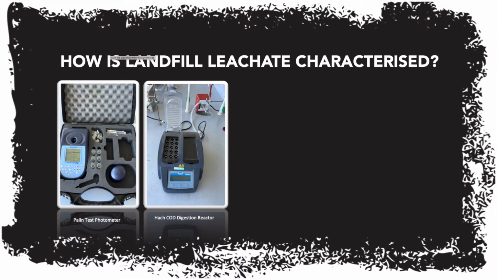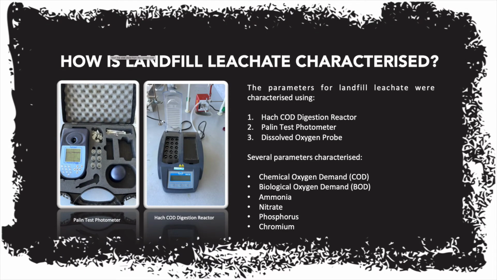How is landfill leachate characterized? The parameters for landfill leachate were characterized using the HACH COD digestion reactor, the Photolab test photometer, and the dissolved oxygen probe. These were used to characterize several parameters: the chemical oxygen demand, biological oxygen demand, ammonia, nitrate, phosphorus, and chromium.